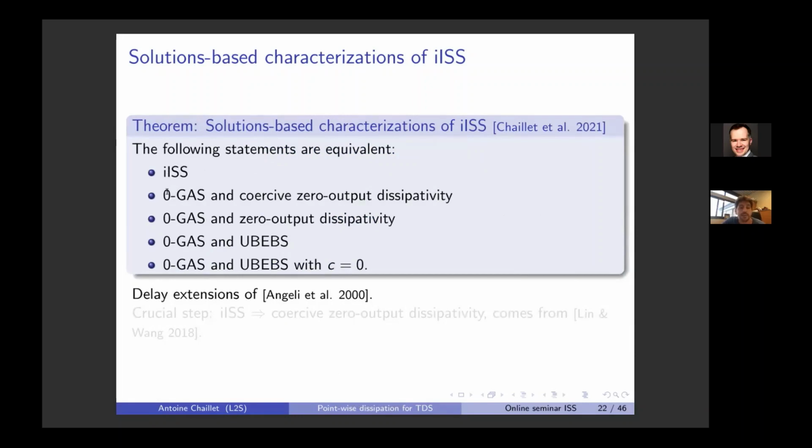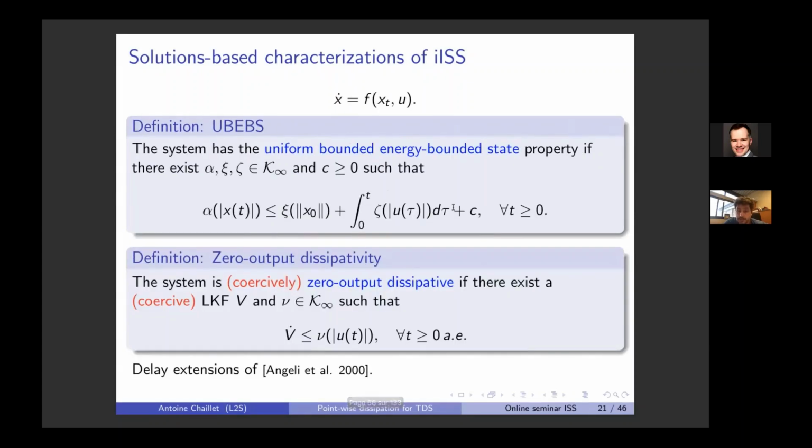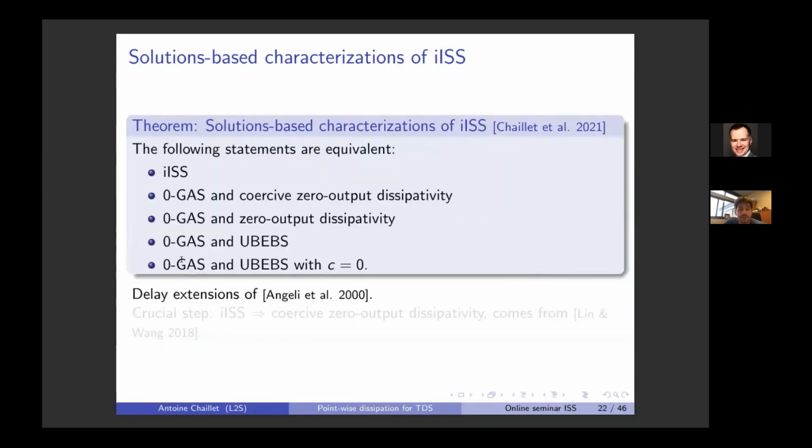Integral ISS is equivalent to requiring zero GAS, so global asymptotic stability in the absence of an input, plus either coercive zero output dissipativity, or simply zero output dissipativity, or UBEPS with C equals 0. You remember there was a constant C here, so you might even require that the UBEPS property holds with C equals 0. And combined with zero GAS, all these notions are equivalent to integral ISS, which is not very surprising in view of the results for infinite dimension provided by Angeli and co-authors.